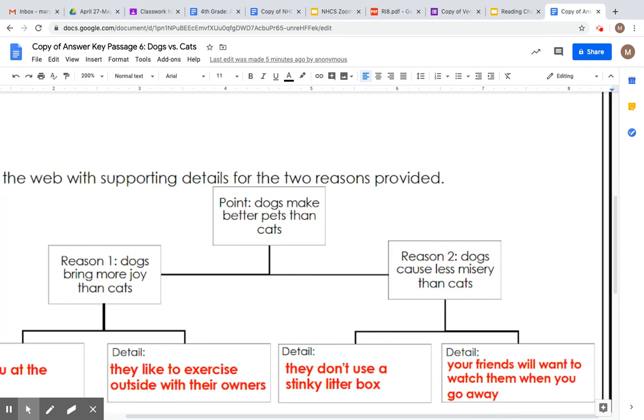Reason two was that they cause less misery. Misery is a negative thing. Misery than cats. And one reason I found, one detail from the passage, was they don't use a stinky litter box. So they're causing me less misery than a cat. And then my friends will want to watch them when I go away. That's another reason they're going to cause me less misery than a cat. So again, if you found some other reasons, that's fine too. But these were just some of the reasons that I found.